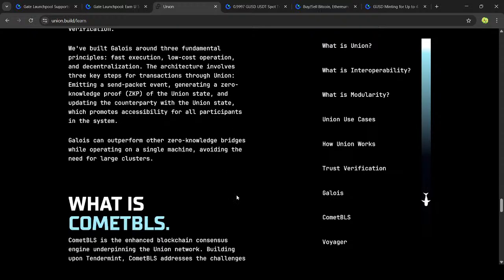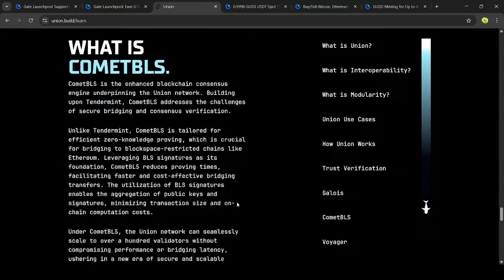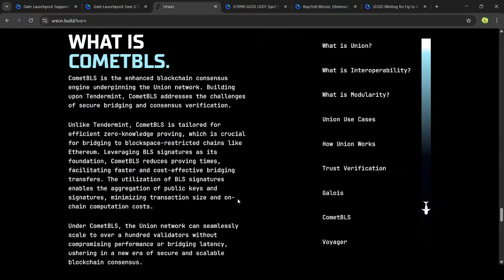So Galois can outperform other zero-knowledge provers and operate on a single machine, avoiding the need for large clusters.